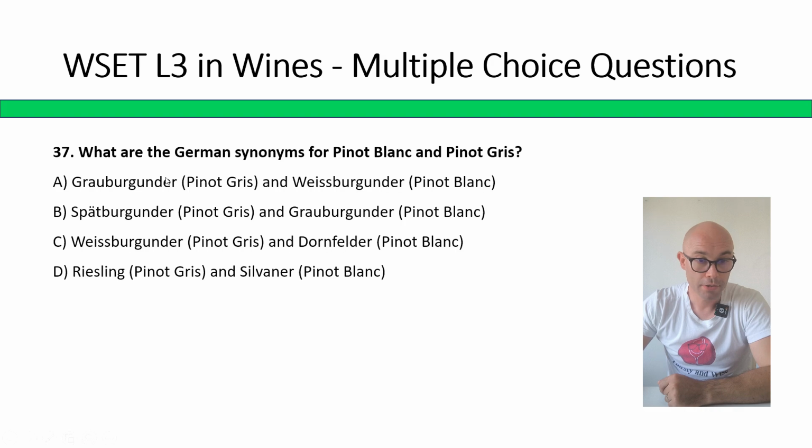What is the German synonym for Pinot Blanc and Pinot Gris? Grauburgunder, Weißburgunder, Spätburgunder, Grauburgunder, Weißburgunder, Dornfelder, Riesling, Silvaner. So the correct answer is A, Grauburgunder, also Pinot Gris, and Weißburgunder, Pinot Blanc. How are you going to remember this? Pinot Blanc, Weißburgunder. Grauburgunder, just Grauburgunder.